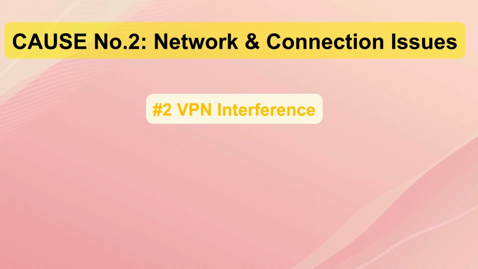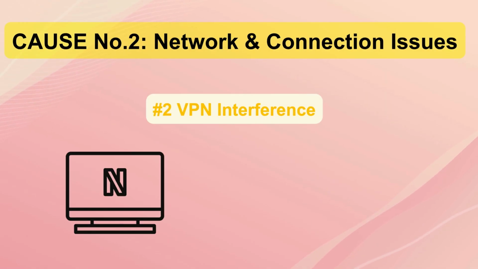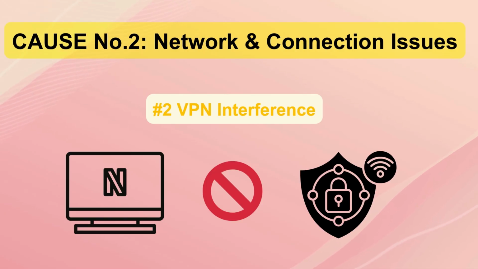VPN interference. Netflix is very aggressive about blocking VPNs, and the download feature gets hit especially hard. You might see the download button disappear, or a download will fail midway. Turn off your VPN before downloading. Once the file is saved, you can turn it back on.